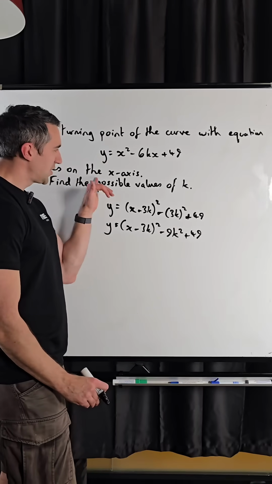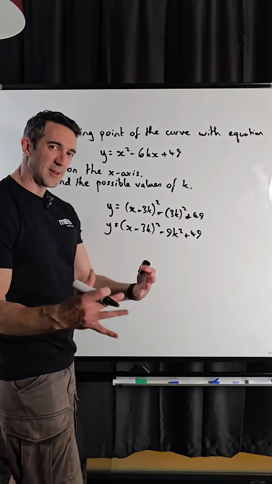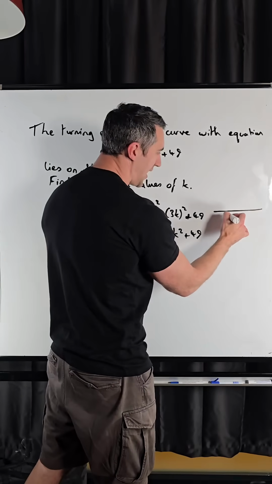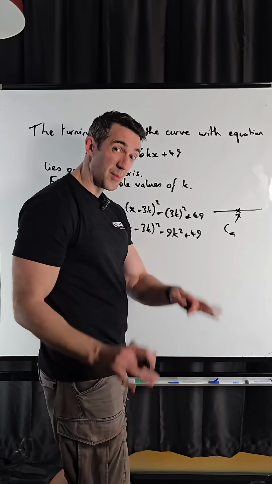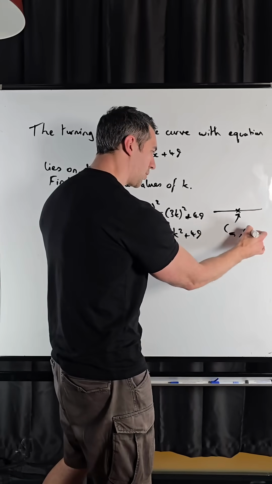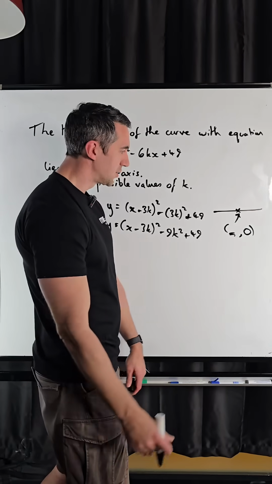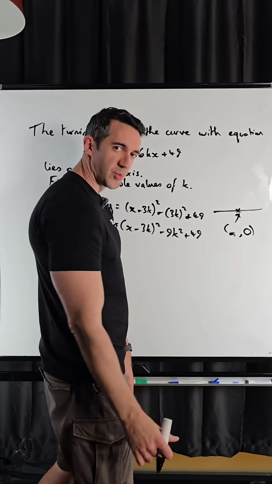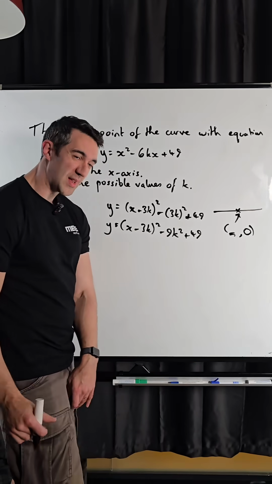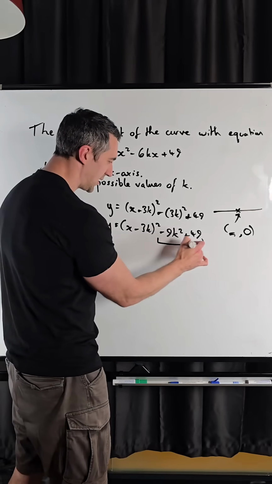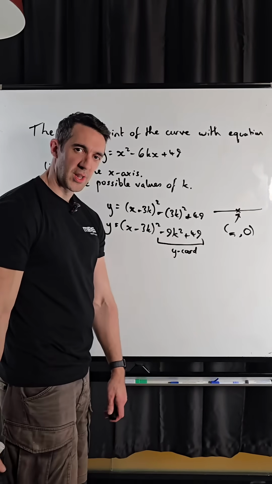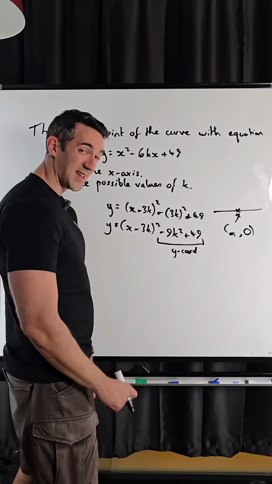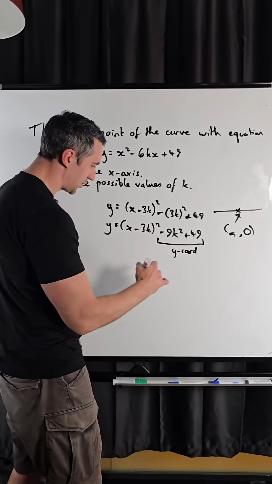So now we've got this information that it lies on the x-axis. If you have a little think, for any point on the x-axis, I don't know what the x-coordinate would be, but I do know that the y-coordinate would have to be 0. So the y-coordinate of my turning point has got to be 0. And if you remember from completing the square, this tells us the y-coordinate of our turning point. So we're going to take this and set it equal to 0, solve that, and see what we get.